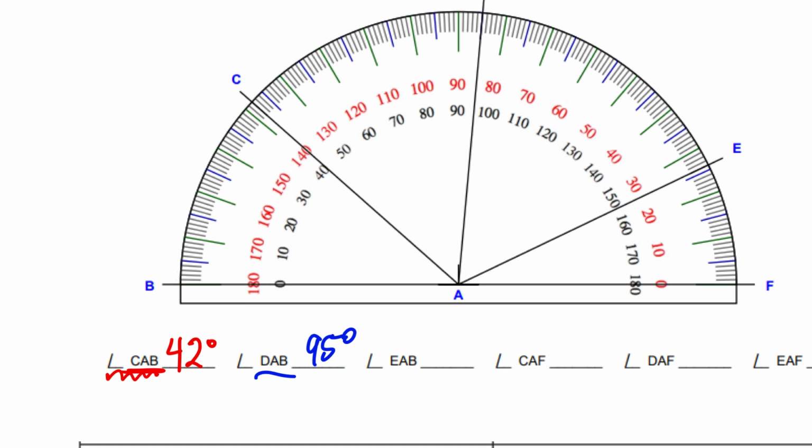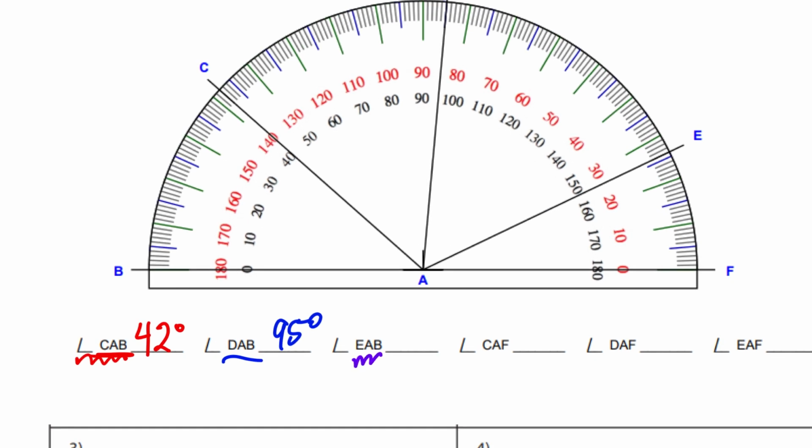All right, on the next one. EAB goes all the way to here. So that's definitely more than 90. So we're looking at the big numbers, somewhere between 150 and 160, not 30 to 20. This is a big angle. So it's 150 and 160, go to the smaller one, 150, then count up, 51, 52, 53, about 154 degrees.